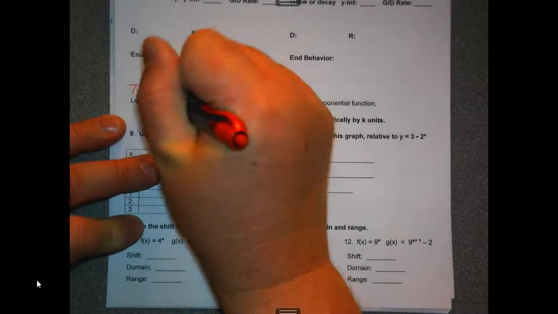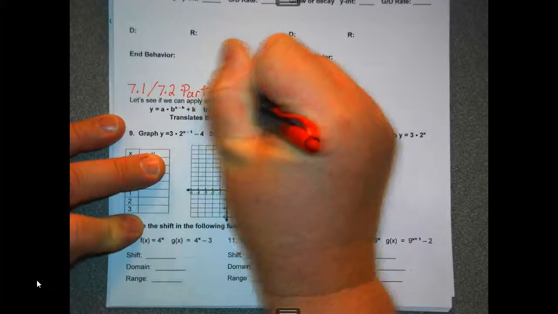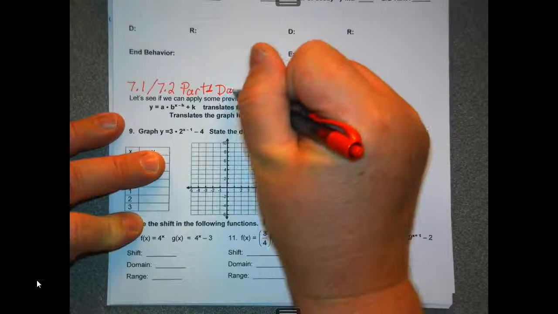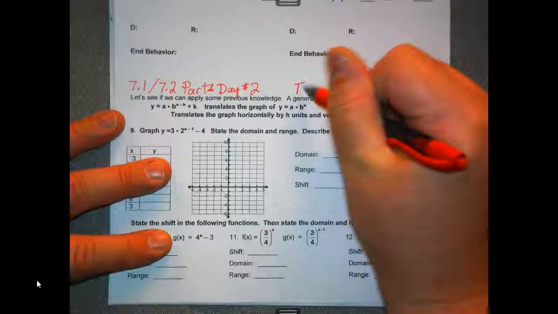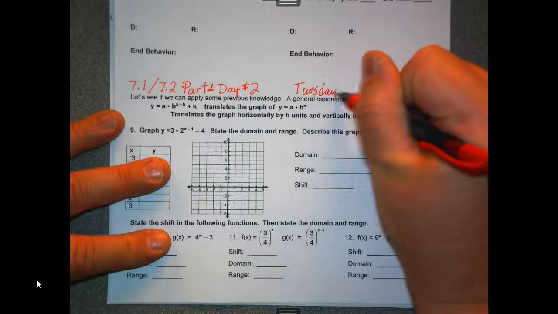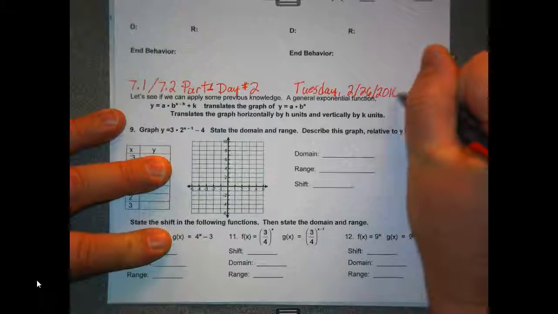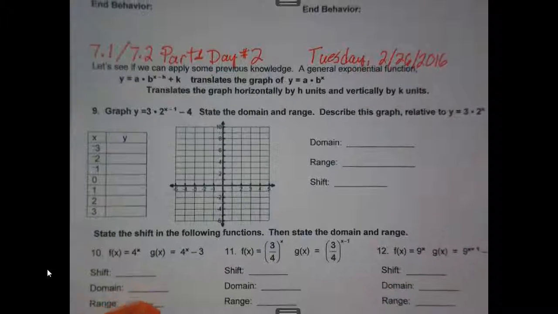Today is 7.1, 7.2, part 1, a number 2. Okay, and today is what? Tuesday, February 26th, in the year of our Lord, 2016. Okay, what we're going to discuss today is transformations.